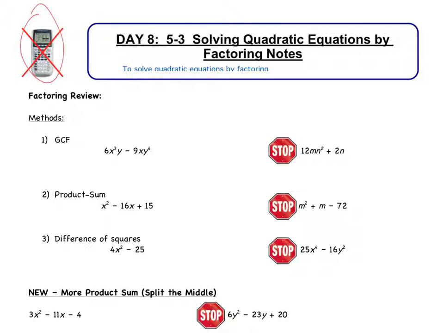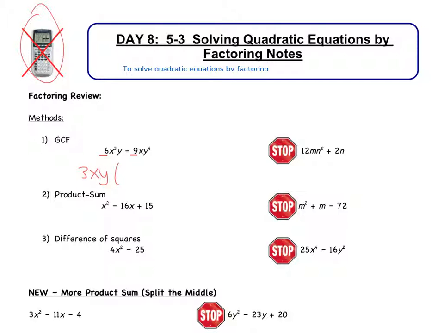So looking at my 2 terms, my 6x cubed y minus 9xy to the 4th. 6 and 9 have a 3 in common. I have x cubed, and then the second term has an x. Remember, you can only factor out the lowest one. And then I have y and y to the 4th. The lowest is a y, so that's what I can factor out.